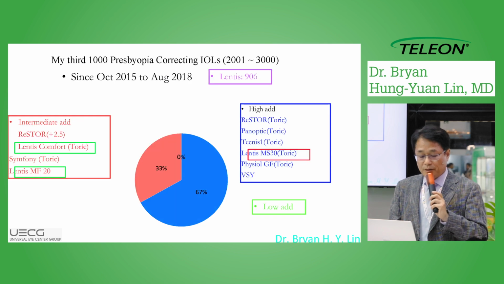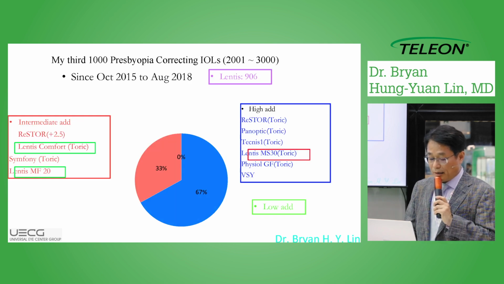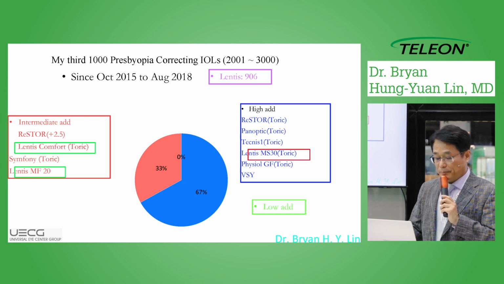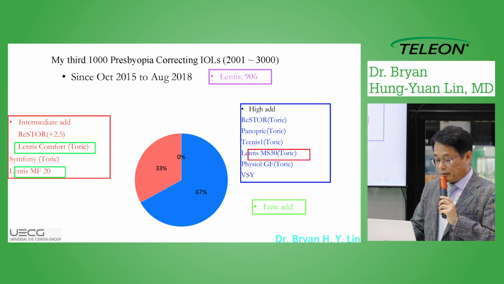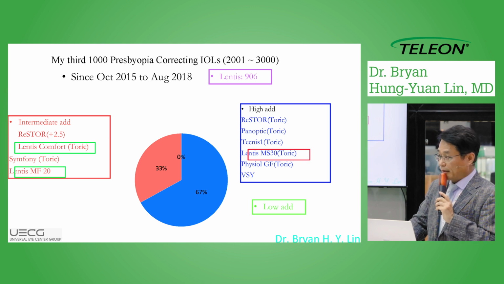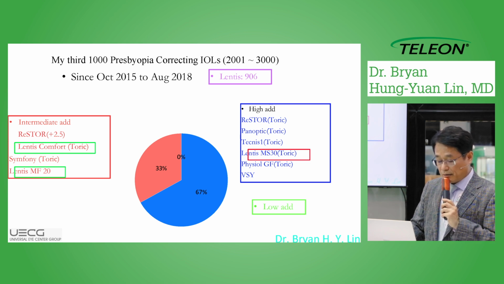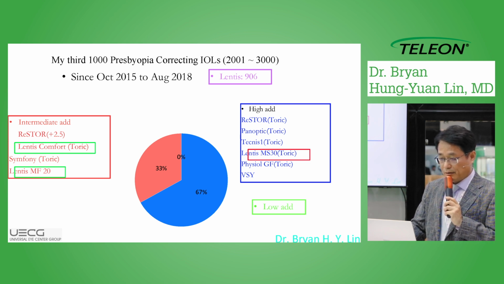From 2013 to 2018, I completed my third 1,000 presbyopia-correcting IOL implantations. During this period, I began using trifocal IOLs. The use of intermediate-add IOLs such as LENTIS NF15 steadily increased to 1/3 of my cases. LENTIS IOLs were used in 906 of these 1,000 cases.